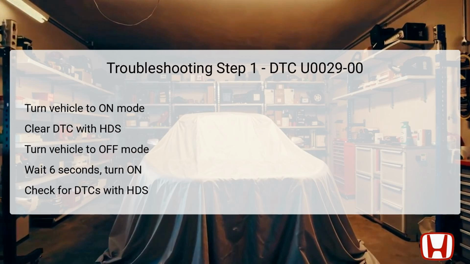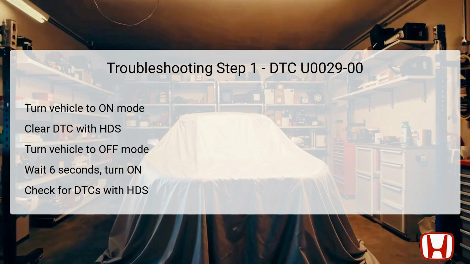For troubleshooting DTC U0029-00, the first step is to verify the vehicle's condition. Start by turning the vehicle's ignition to the on mode, ensuring all electrical systems are powered. Next, you'll need to clear the diagnostic trouble code using the Honda Diagnostic System, HDS, a specialized tool that allows technicians to communicate with the vehicle's onboard computer. After clearing the code, turn the ignition to off-lock mode and wait for approximately 6 seconds to allow the system to reset.